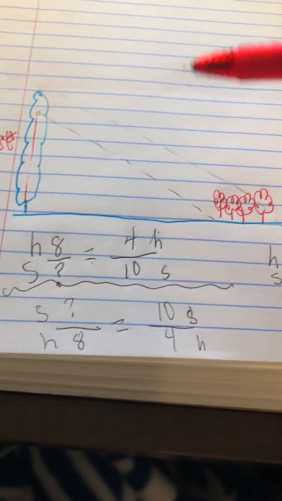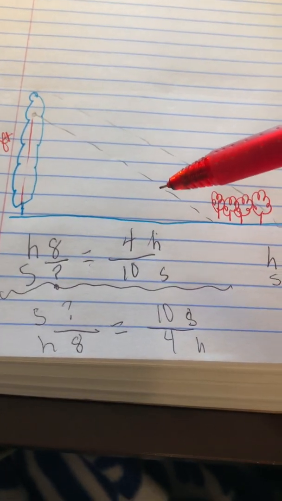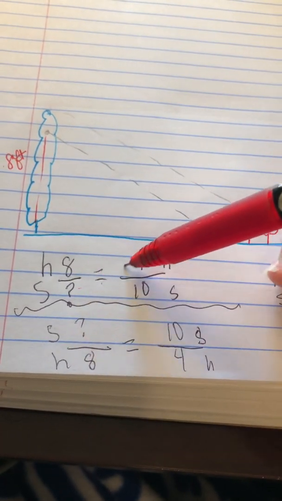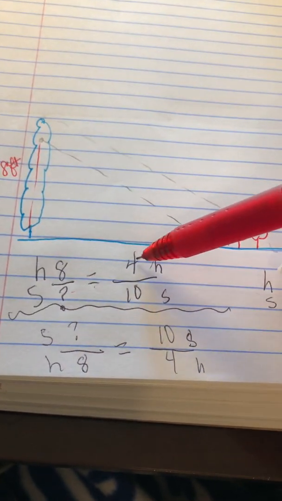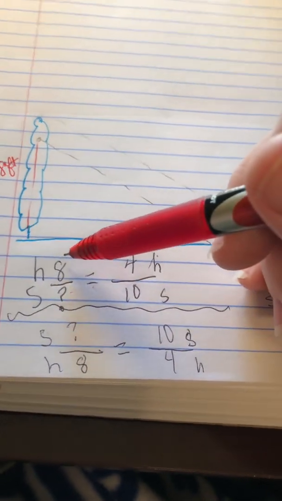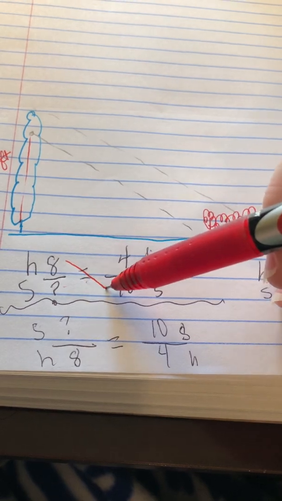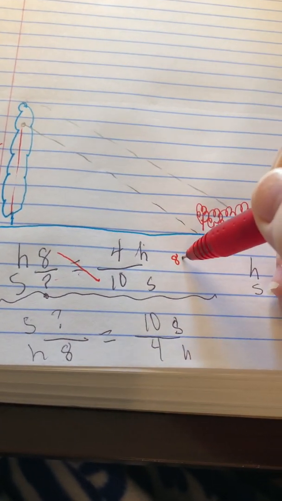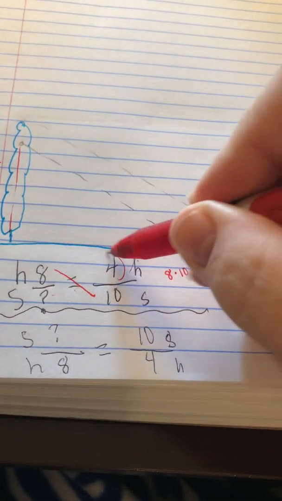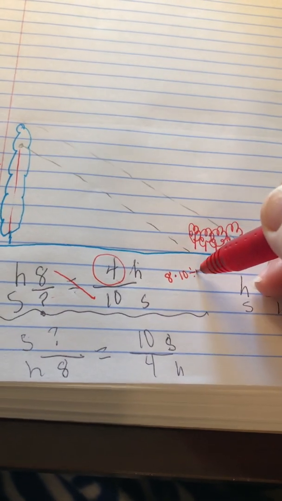So then what's going to happen is to solve it, you cross multiply where you can, and you divide by the number you didn't use yet. So here I can't cross multiply this way because 4 times a question mark doesn't work. But I can cross multiply this way. It's 8 times 10. And then the number I didn't use was the 4, so we'll divide by 4.